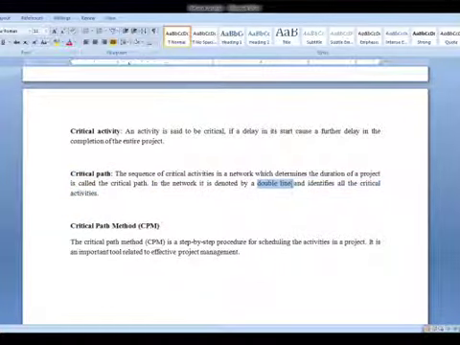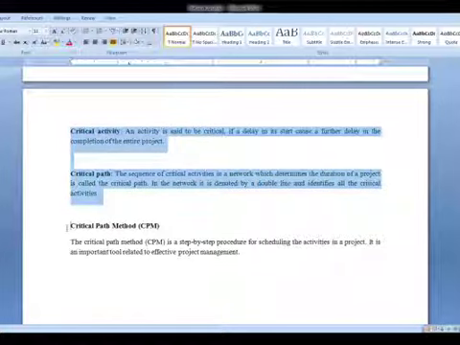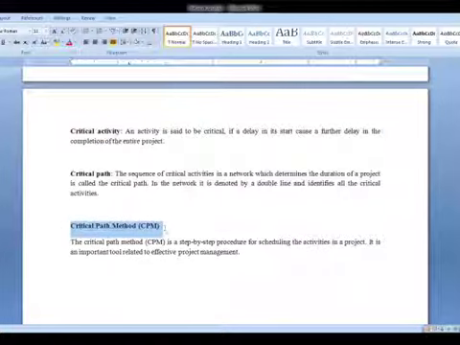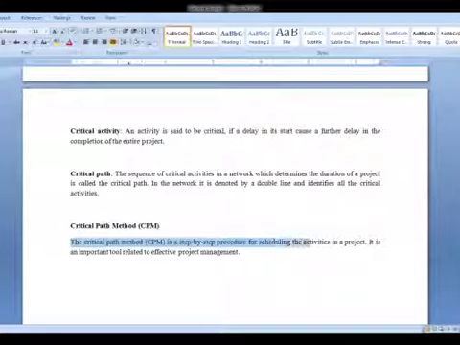You understand that? Okay. Now, the last thing, using this critical activity and critical path, we need to solve the critical path method. Now, what is critical path method? Critical path method is a step-by-step procedure for scheduling the activities in a project. It is an important tool related to effective project management. It is a step-by-step procedure that we will follow in solving the critical path method problems in network analysis.